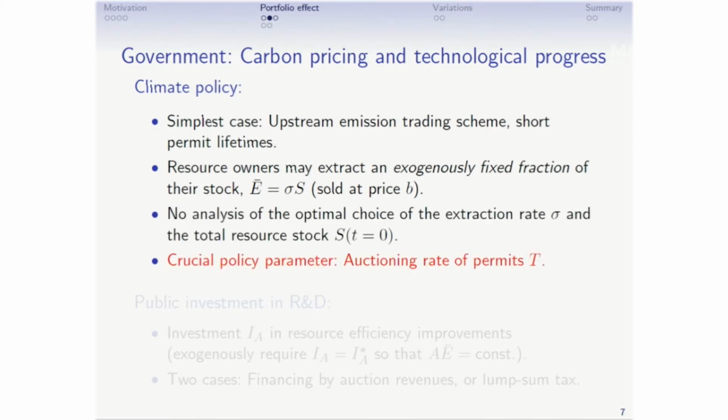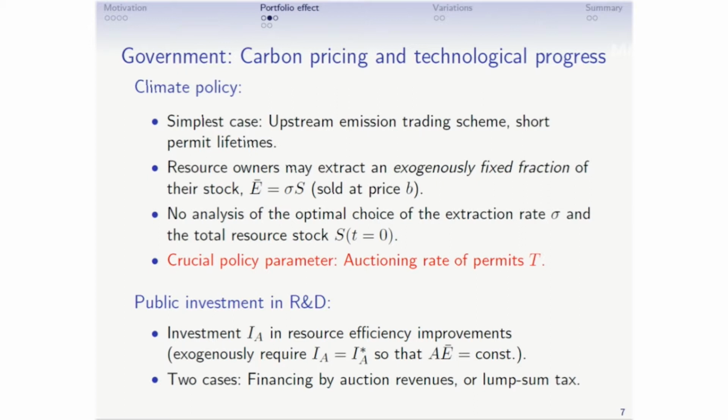And for the same reason, we do not analyze the optimal choice of the parameter sigma, or likewise the optimal choice of the carbon budget. That could be optimal, could be following a climate policy rationale or any other rationale. It's just not in our analysis. It's arbitrary in our model. But we focus on one crucial policy parameter, which is the auctioning rate of the permits, denoted here by T.